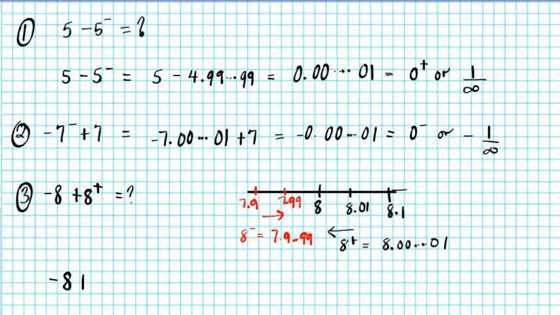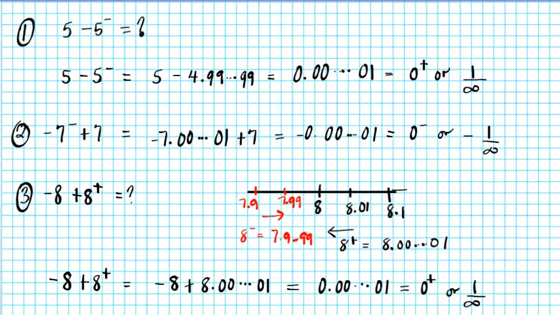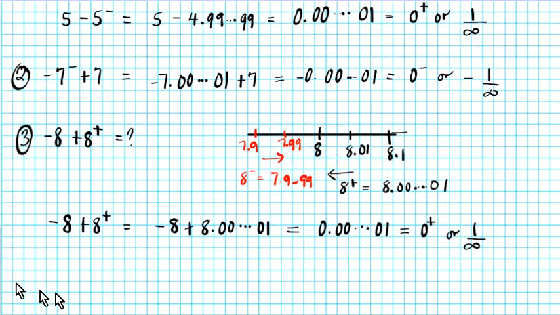So you have -8 plus 8 from the right, which is -8 plus 8.00, an infinite number of zeros, 0, 1. So you subtract these two and keep the sign of the bigger, giving 0.00, an infinite number of zeros, 0, 1. This is the same thing as 0 from the right, or 1 over infinity. Now what if we have a quotient situation?